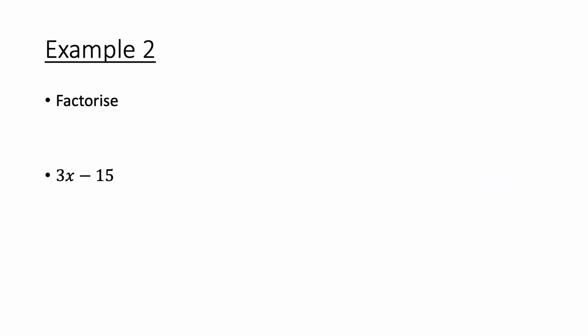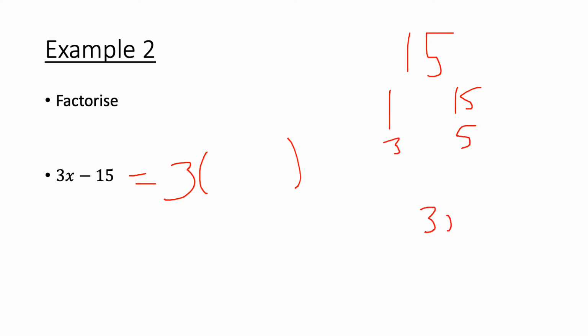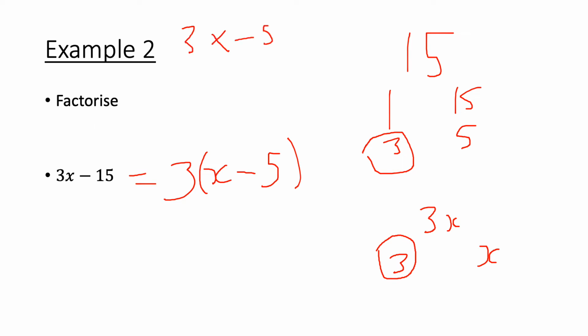Example 2. Factorize 3x minus 15. Again, the biggest factor is going to be 3. The factors of 15 are 1 and 15, and 3 and 5. The factors of 3x are 3 and x. If you look here, 3 is the common number between these two. 3 times x is 3x, and then minus 5, because 3 times negative 5 is negative 15. Remember that a positive times a negative gives a negative answer. So 3 times minus 5 is minus 15.